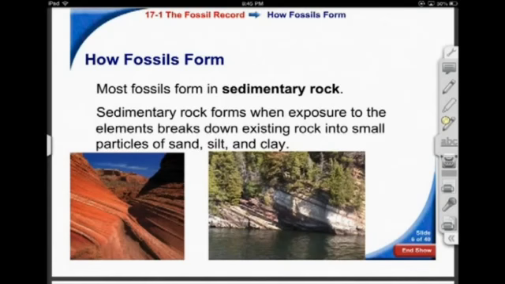Now the region, we have to be careful here. If you want to find fossils in it, it can't have a ton of erosion or weathering processes, because that tends to, well, obviously destroy fossil content.